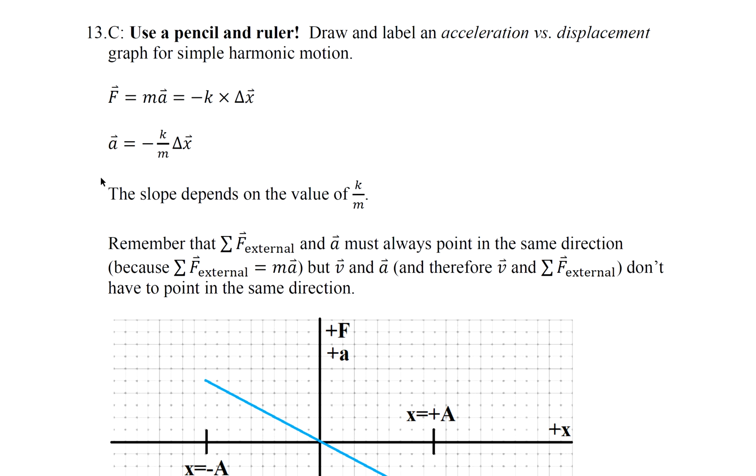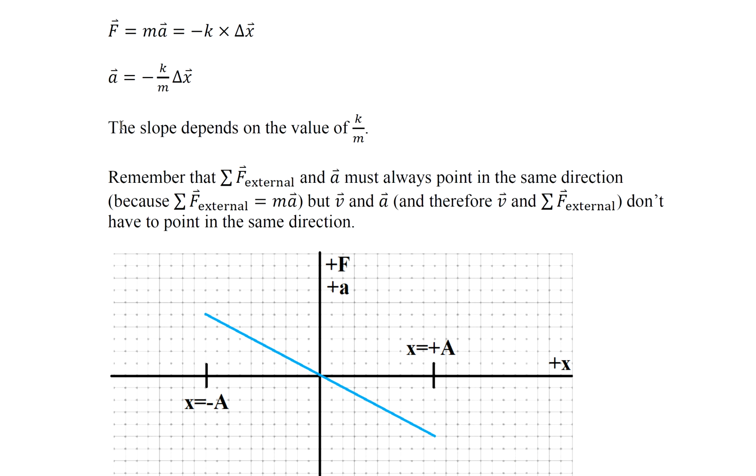Question 13. Use a pencil and ruler, draw and label an acceleration versus displacement graph for simple harmonic motion. So F equals ma equals minus k delta x. Solve for a. On the left-hand side you have a, on the right-hand side you have minus k over m. k over m is a constant, it doesn't change, times delta x. So the slope depends on the value of k over m.